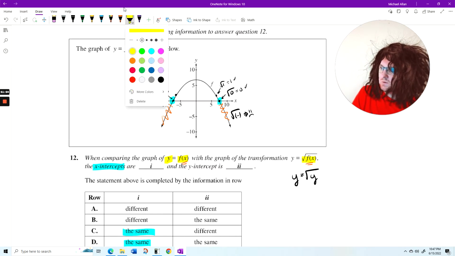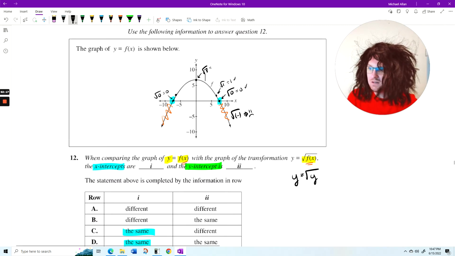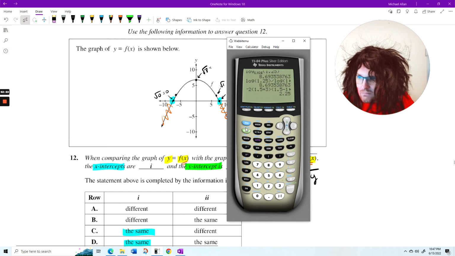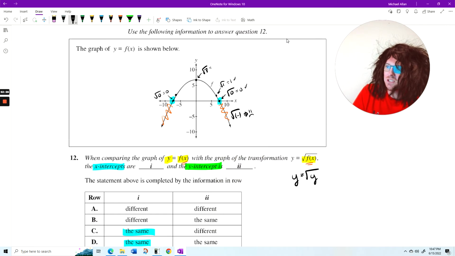The next one I had to worry about here is what happens to my y-intercept. Now the y-intercept is positive. It's a number. I don't know what number that is. It's slightly bigger than 5. Could be anything. But it could be like 7, maybe? Let's say that's 7. If I take the square root of a number that's not 0 or 1, it's going to be a different number. Like the square root of 7 is 2 point something. So that's totally different.